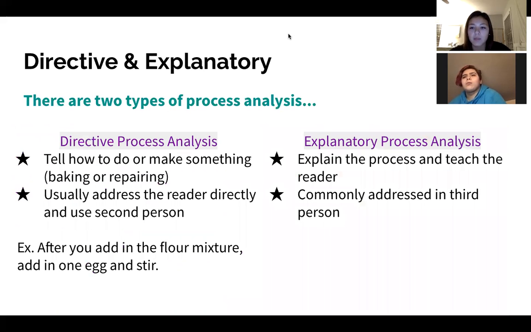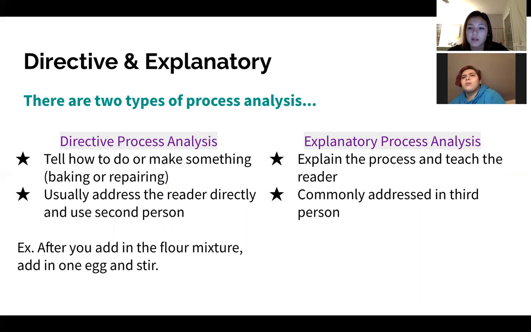There are two main types of process analysis essays, directive and explanatory. Directive process analysis essays tell the reader how to perform a process such as baking a cake and can be broken up into stages or phases. It also addresses the reader directly using the word you or commanding verbs. For example, after you add the flour mixture, add in 1 egg and stir.